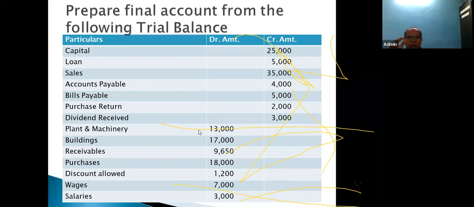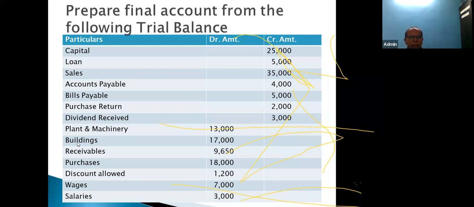Now directly do not go to the adjustment part. First we will complete the trial balance. Here we know there is an adjustment; what the adjustment is, we will discuss later. Now after plant and machinery, this practice you need to follow so that nothing is left out and no information is skipped by you.